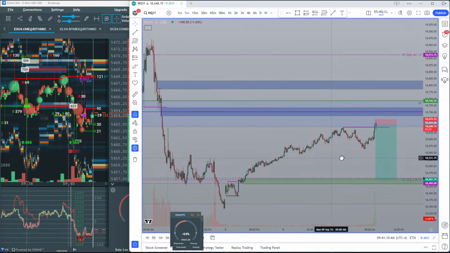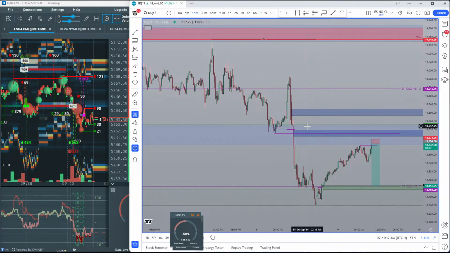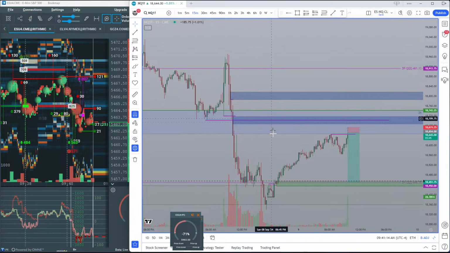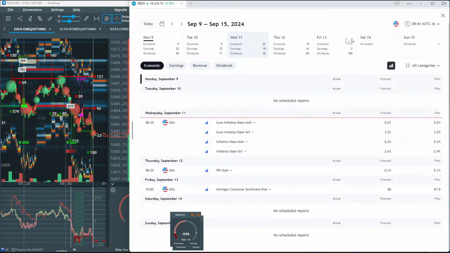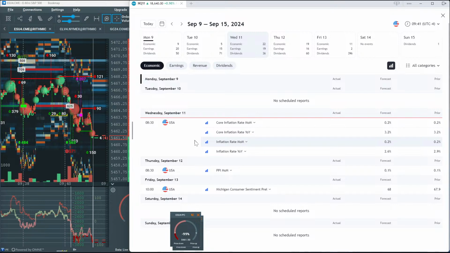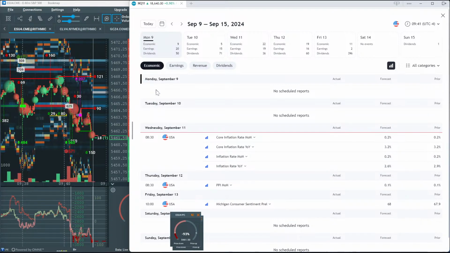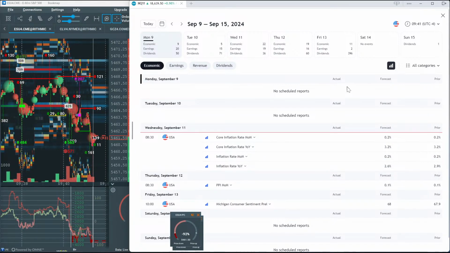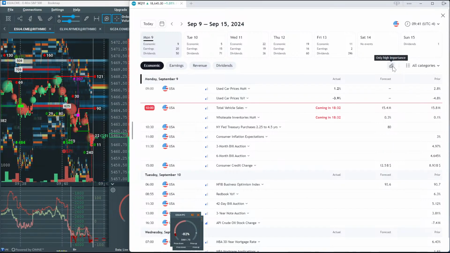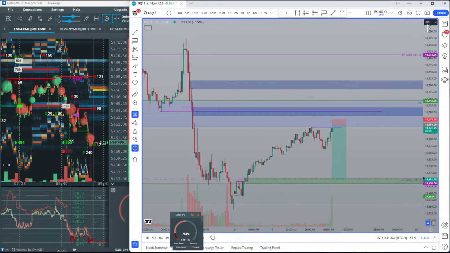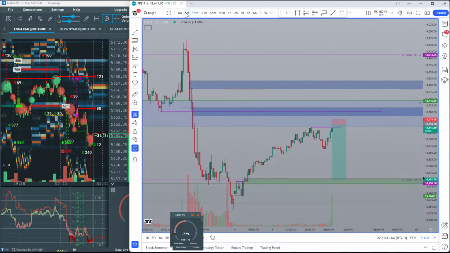What I want to know, though, is where am I targeting? 15 closes. Maybe we'll let the 15 close. We got any news today? 10 o'clock. What do we have? Some kind of inventories. No, what's today? Nothing of crazy importance. I don't think it's going to make that much of an impact.